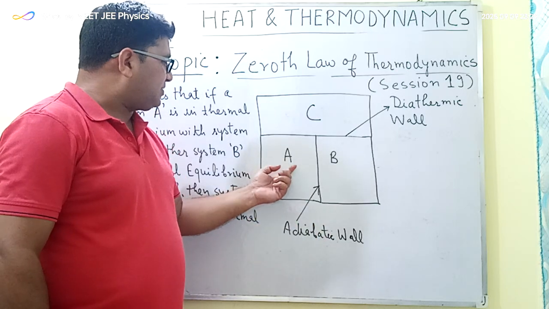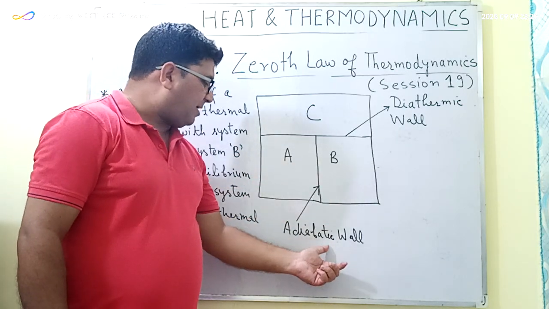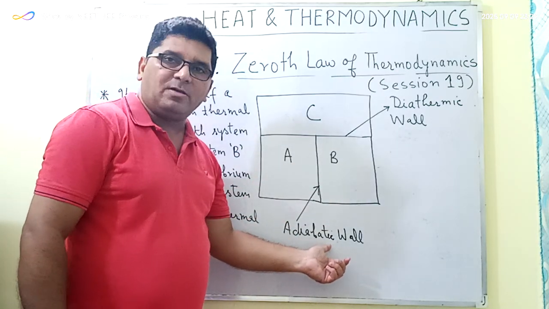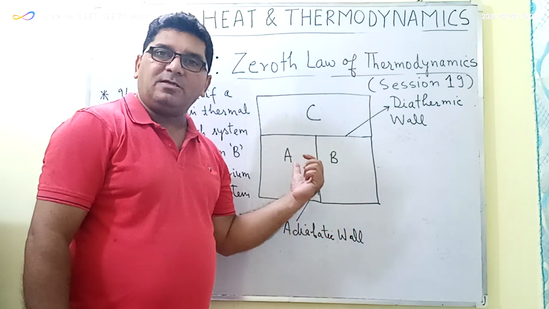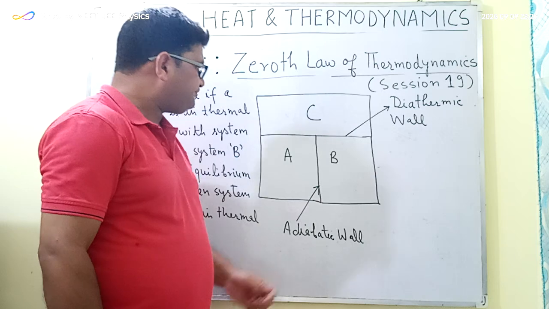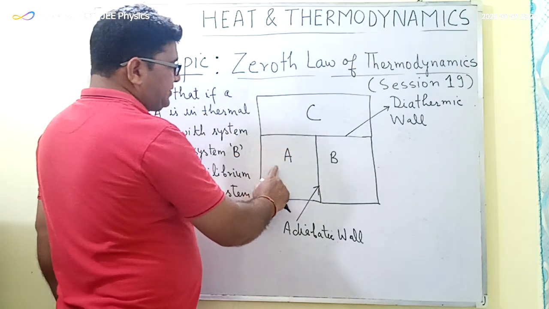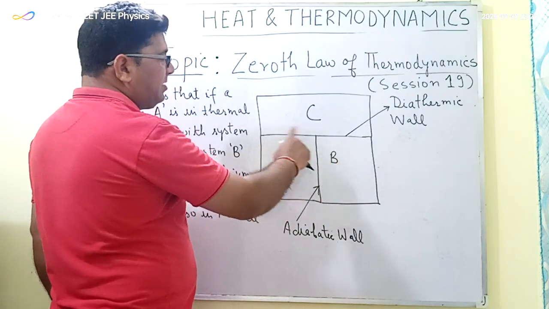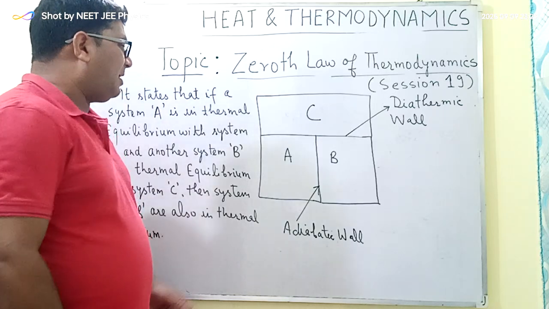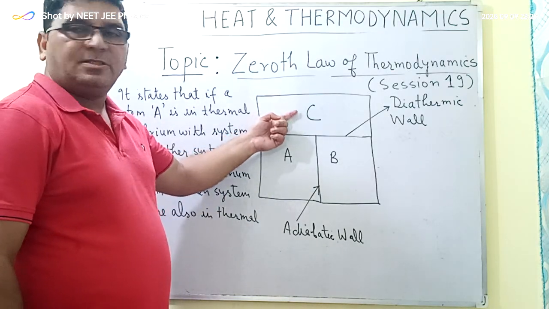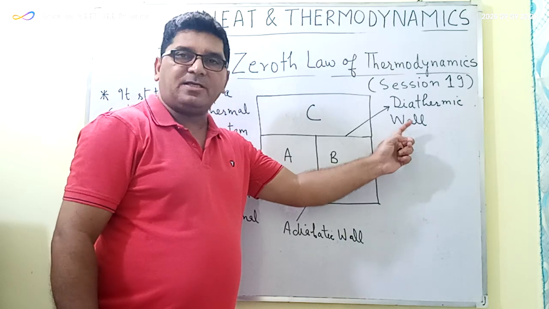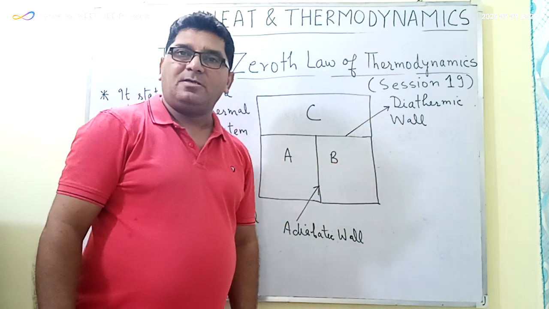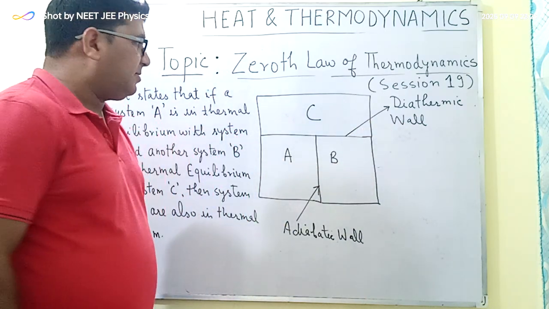So here there are two systems A and B which are separated by this adiabatic wall. Now this adiabatic wall is a barrier which does not allow the transfer of heat and mass. Now this system A and this system B are separated from this system C by a diathermic wall. Now a diathermic wall is a barrier which allows only the transfer of heat.